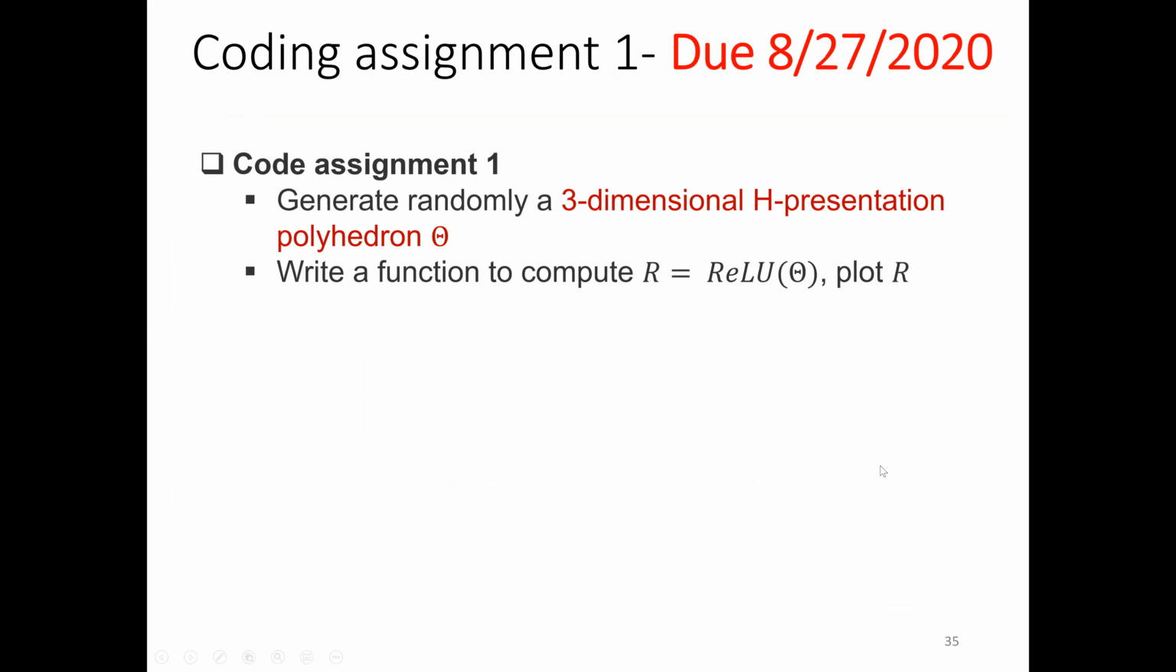So that's a very simple example of how to do the ReLU operation on a polygon. Now I'm going to give you an assignment. The due date is next week, I guess. You do the same thing: randomly generate a three-dimensional H representation polygon, write a function to compute the ReLU operation on that polygon, and then visualize it. Is that okay?